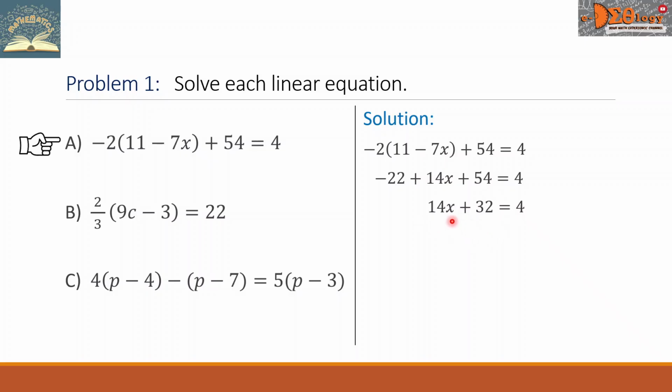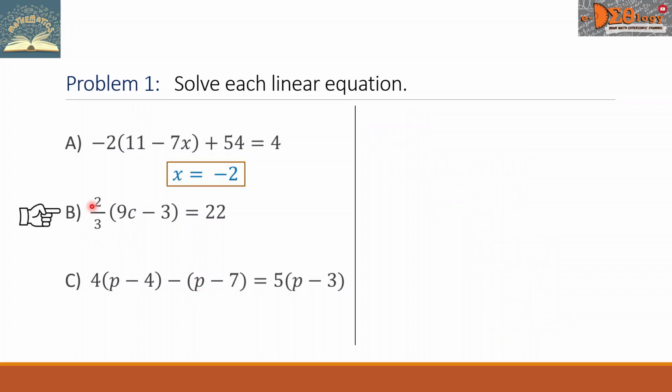From here, we solve for x. We isolate this variable. This positive 32, we transpose to the right. It becomes negative 32. So 4 minus 32 is negative 28. Let us now divide this equation by the coefficient of x, that is 14. In effect, we can see that x equals negative 28 divided by 14, and the quotient is negative 2. This is the value of x.